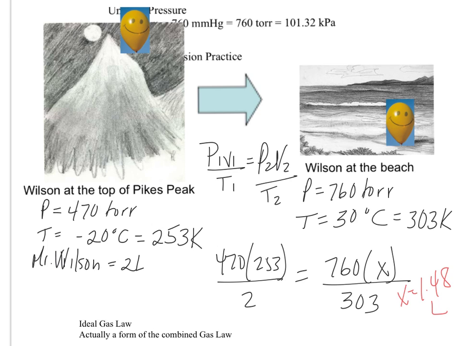So let's think about this. Does this make sense? It was warmer at the beach, so you would think that the volume would increase. However, your pressure went from 470 torr to 760 torr. So we didn't change the temperature appreciably compared to the pressure. So these are some things that you have to look at or think about when you're answering questions. All right, let's do another practice question.